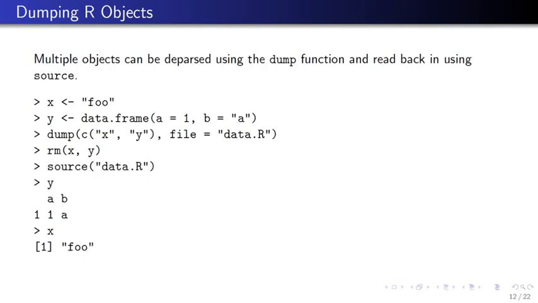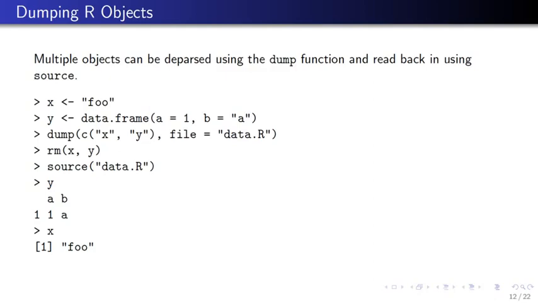What you pass to dump is a character vector which contains the names of the objects. Here I've created two objects, one called x, the other called y. And what I pass to dump are the names of those objects. The names are x and y, and I give it a file that I want to store the objects in, and then I can remove them if I want to.